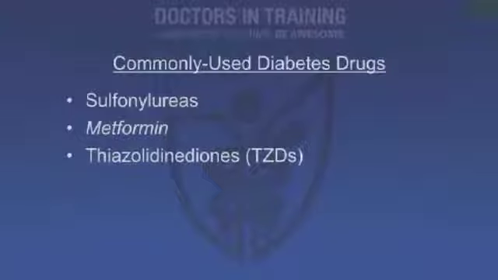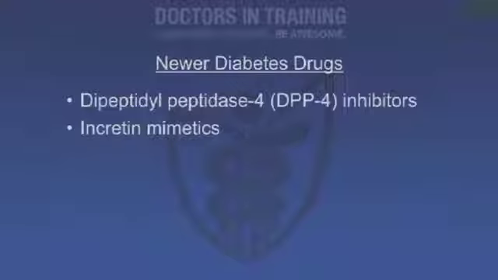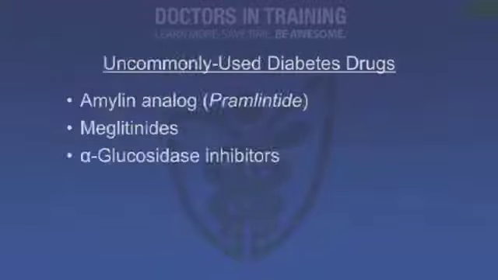I'm going to skip around a little bit today and not follow the order of Lippincott's pharmacology book. We're going to cover the most important drugs first. We'll cover the most commonly used drugs, the ones you have to know, which include the sulfonylureas, metformin, and the thiazolidinediones. We're also going to cover some of the newer drugs, the DPP-4 inhibitors and the incretin mimetics. And then last, we'll talk about some of the uncommonly used drugs, which are the amylin analog, pramlintide, and the meglitinides and the alpha-glucosidase inhibitors.